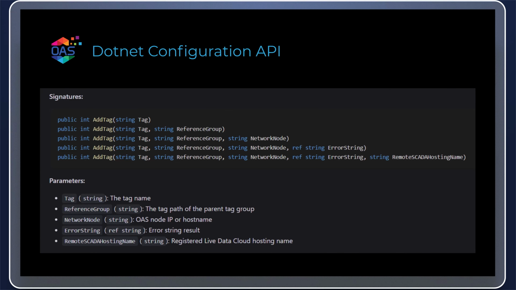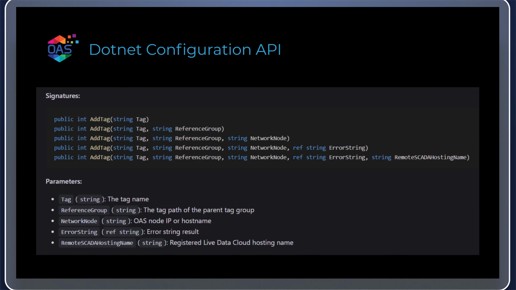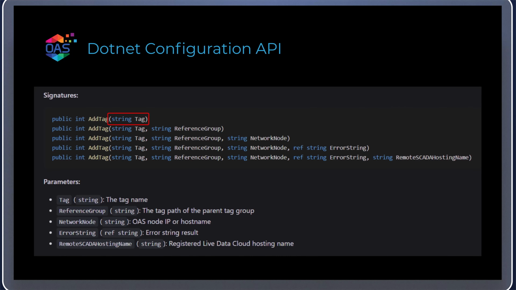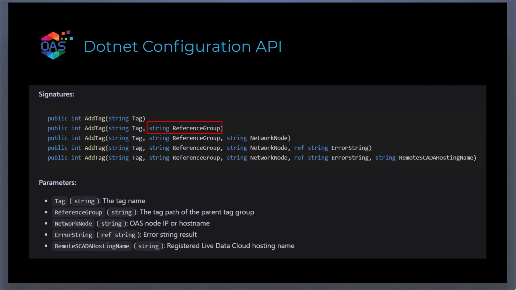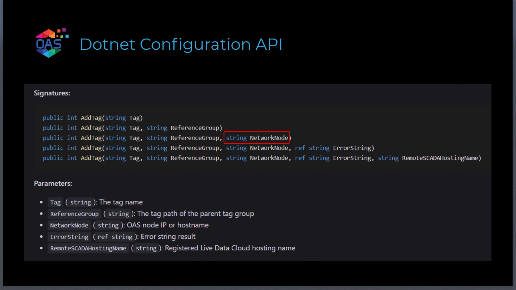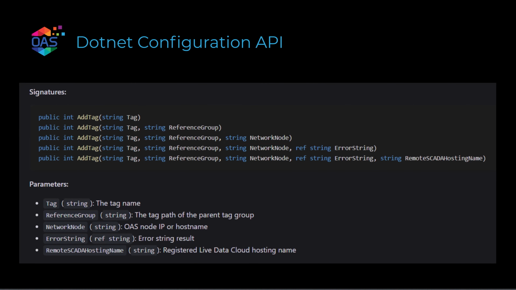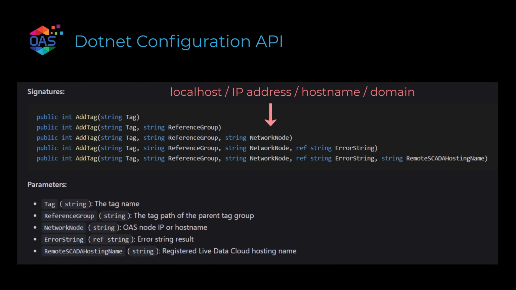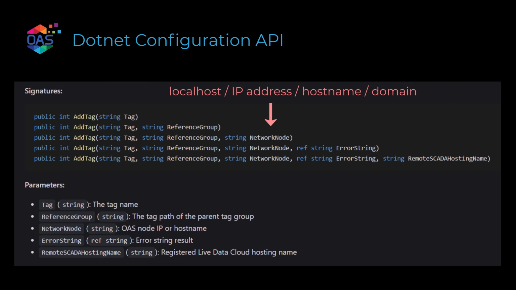Let's have a look at the add tag method as an example. You'll see that the method signature provides a required tag argument. This is followed by an optional reference group argument if you want to place the tag into a tag group other than the root tag group. The network node argument tells the client which node to connect to. If you don't specify this, the default is localhost. If your OAS node is on another server, you can use an IP address, host name or domain name.